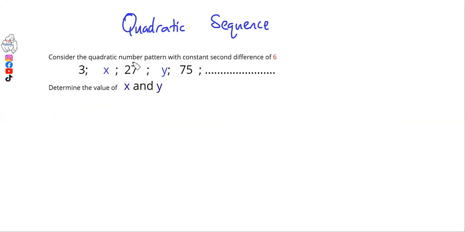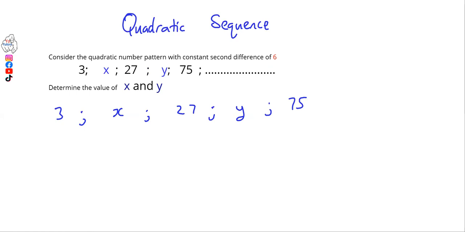Consider the quadratic number pattern with constant second difference of 6. So here we are given a hint. We can write our 3, we can write our x there, we can write our 27, we can write our y, we can write our 75. Now we are told that the constant second difference is equal to 6.